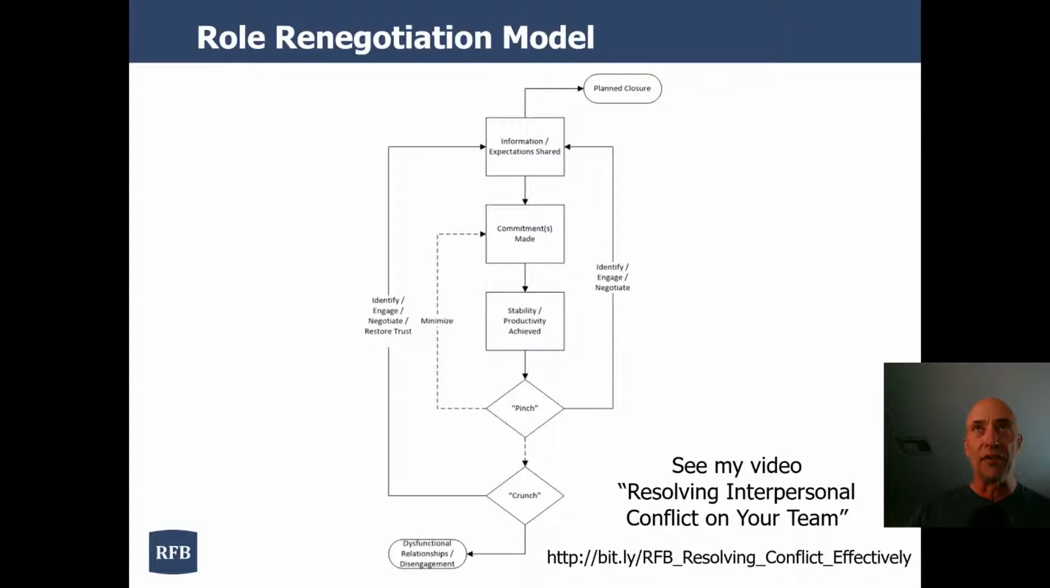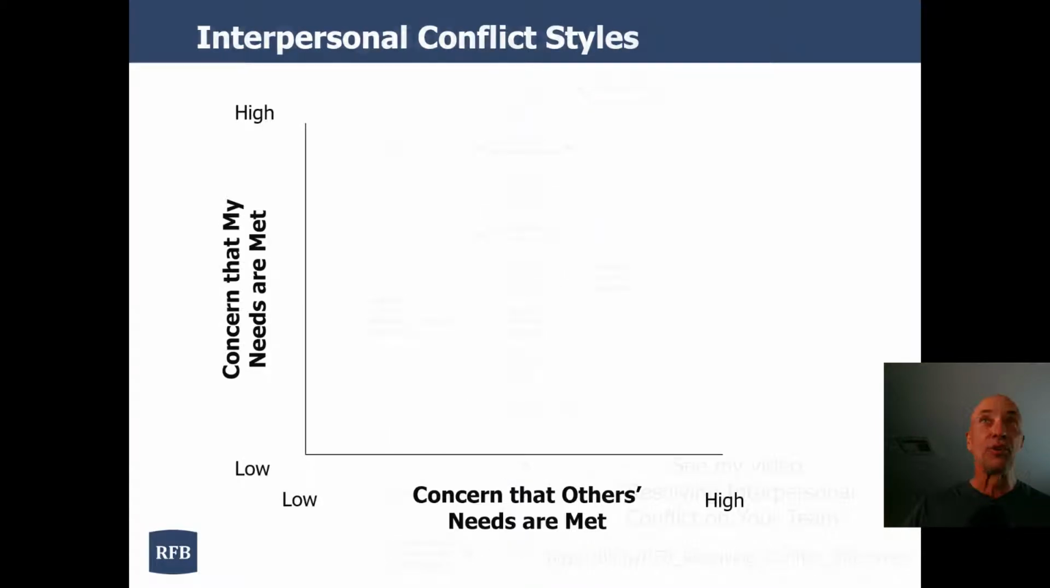Now, once you've done that, once you get to a pinch or a crunch, you're now in a conflict. And you're going to respond in one of 5 ways. These are called interpersonal conflict styles. They're based on 2 axes. One is the concern that you have that your own needs are met. The other is the concern that others' needs are met in this interaction. This was put forth by Thomas and Ralph Kilmann, 1974.